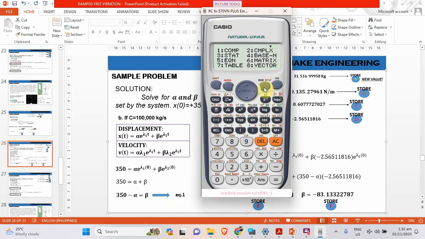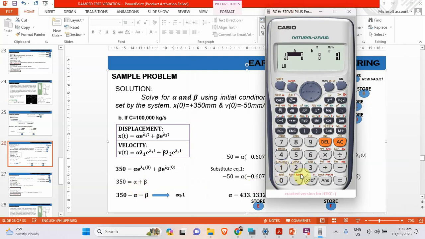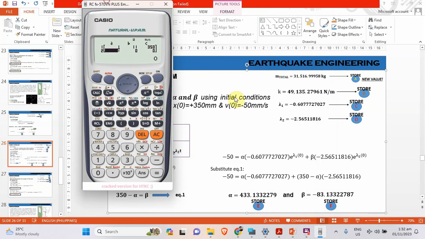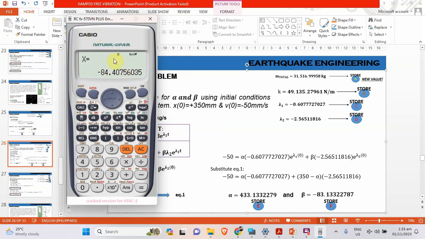For example, let me show it here in equations, 2 unknowns. So, we have 1, 1, 1, 1, then 350. Then here, your values, your alpha here is negative 0.6077777727027. Okay, then negative 2.565156511816, then negative 50. So, solve it. Okay, that is fine, because the values were not stored first. So negative 84 is okay.